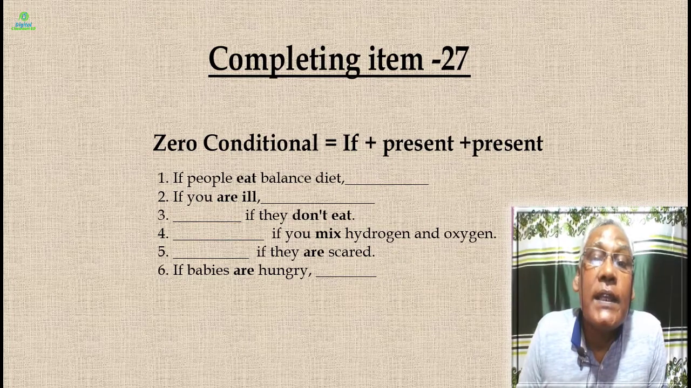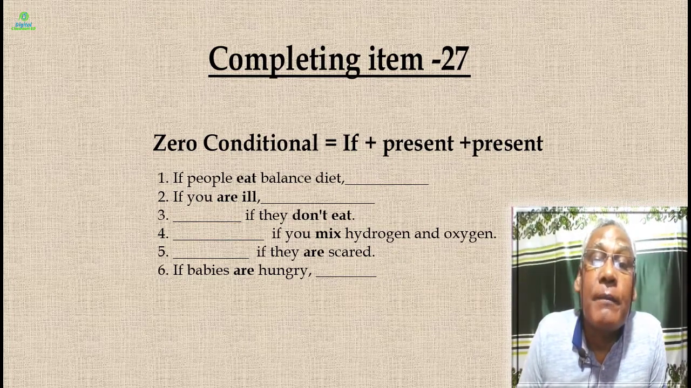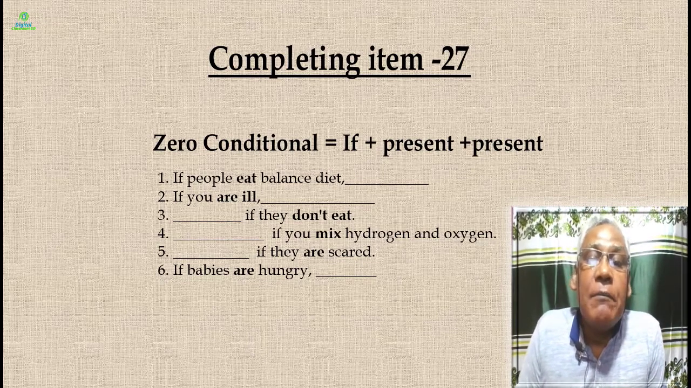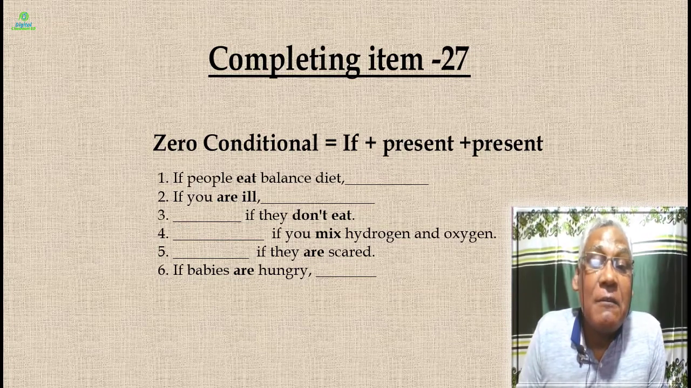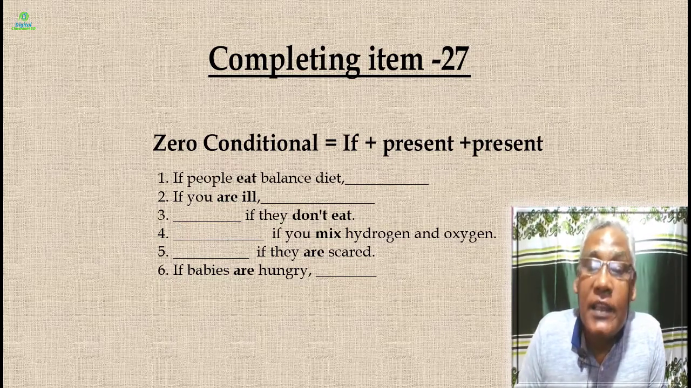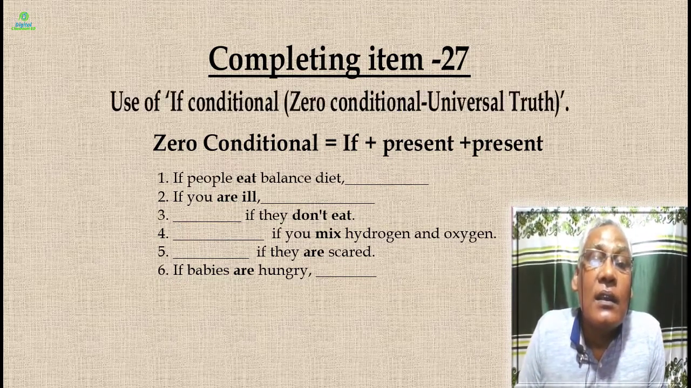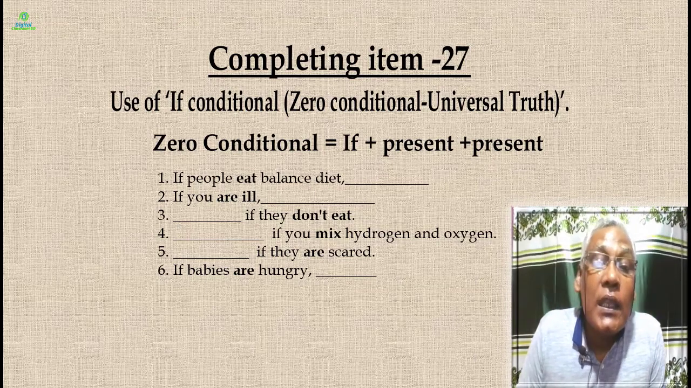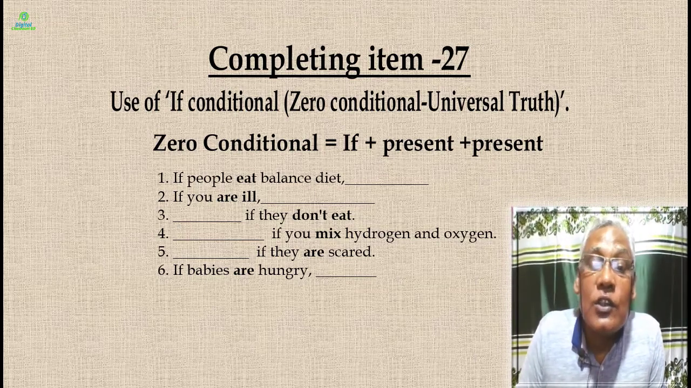Now, completing item 27. Zero conditional means if plus present plus present. Look at the sentences below. If people eat balanced diet, and so on. So, use of if conditional. Zero conditional means universal truth. If people eat balanced diet, dot dot dot.